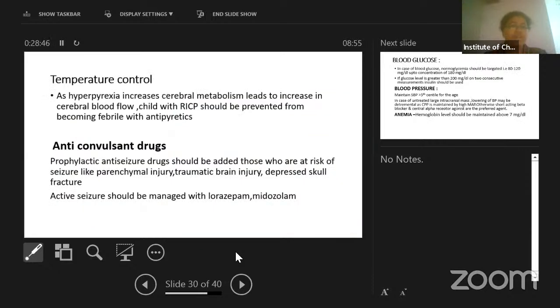Temperature control, as hyperpyrexia increases cerebral metabolism that leads to an increase in cerebral blood flow. A child with raised ICP should be prevented from becoming febrile with antipyretics, and anticonvulsant drugs should be used. Active seizures should be managed with lorazepam or midazolam, and prophylactic anti-seizure drugs should be added for those who are at risk of seizures, like parenchymal injury, traumatic brain injury, and depressed skull fracture.